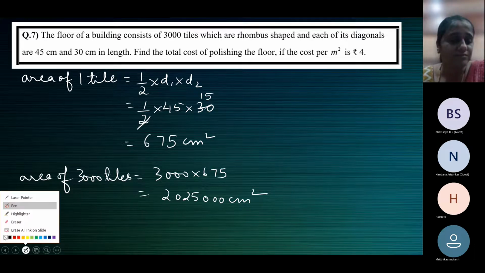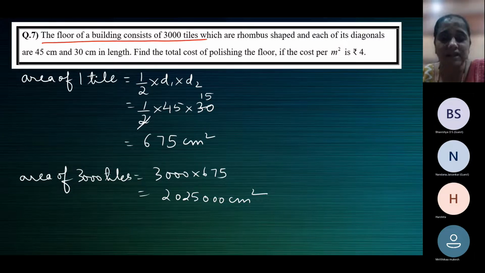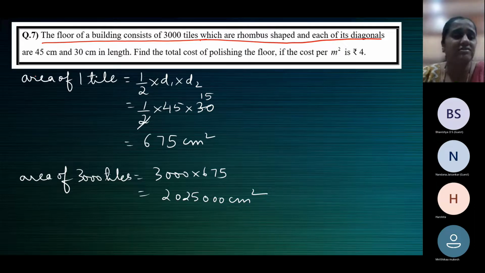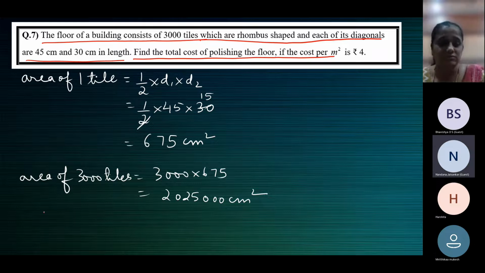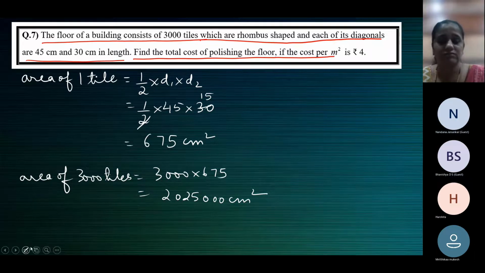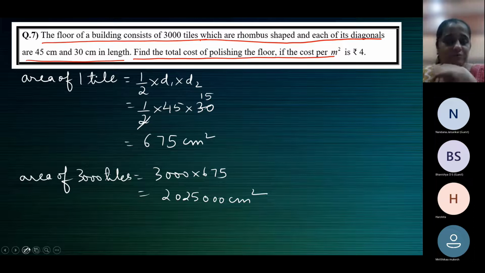Now, what is the question? The floor of a building consists of 3000 tiles which are rhombus shaped, and each of its diagonals are 45 centimeters and 30 centimeters in length. Find the total cost of polishing the floor, if the cost per meter square is rupees 4. And they are asking the area. We found the area. The area of 3000 tiles will be the area of the floor.